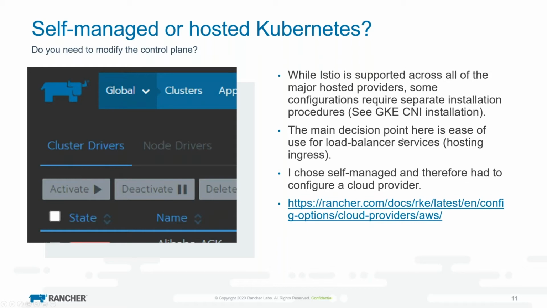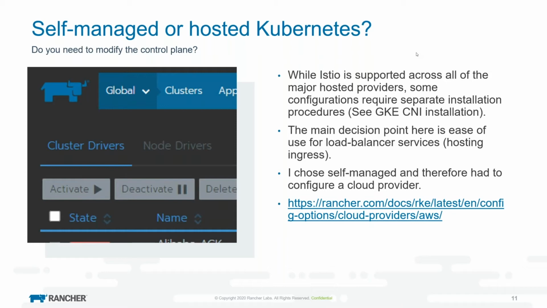But the main reason that I made the decision to go with self-managed Kubernetes is not a requirement as far as multi-cluster mesh is concerned, but it kept me open in the event that I wanted to go through the same process in different environments. You can see the first bullet point here, indicating that even though Istio is supported across all the major hosted providers, and the multi-cluster instance is as well, there are separate sections for a couple of the Kubernetes distros. GKE has a CNI installation setting that you need to add on before you can install Istio.